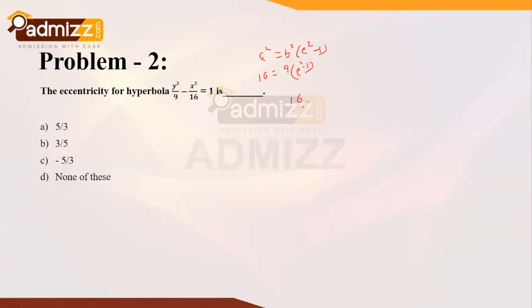So it is 16 by 9 is equal to e square minus 1. Now if you take the further simplification step, e square is equal to 16 upon 9 plus 1. So it is 16 plus 9 upon 9, that is equal to 25 by 9. And if you take the square root, it is 5 by 3. Okay, so the final answer is 5 by 3.